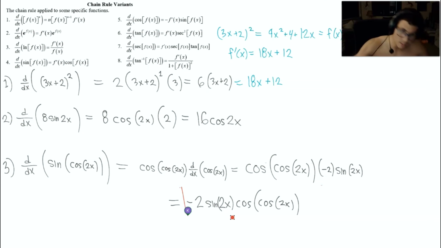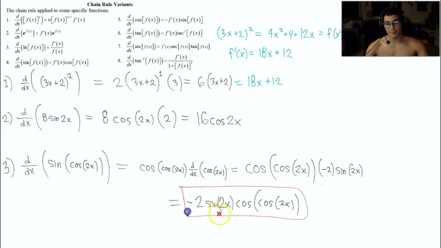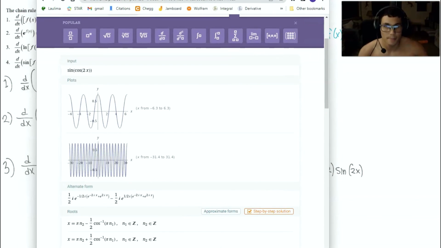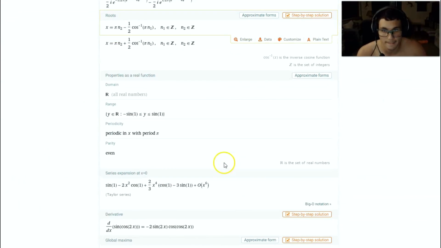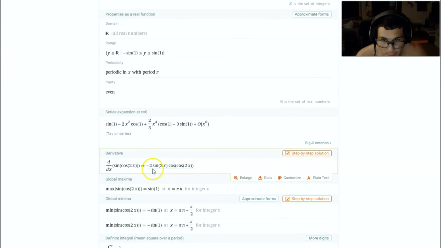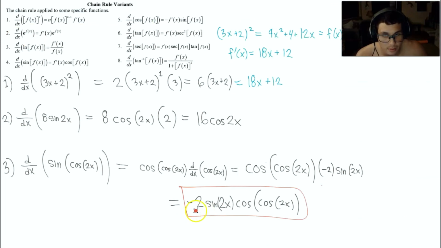Okay. Now, I don't know, do you believe me or not? Well, let's see if I'm correct. Negative 2 sine 2x cosine 2x. Negative 2 sine 2x, right? Cosine 2x. So I am correct, right?